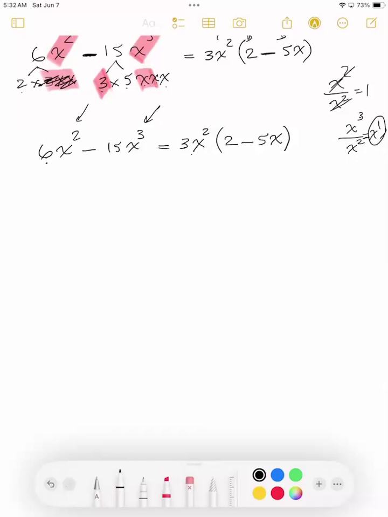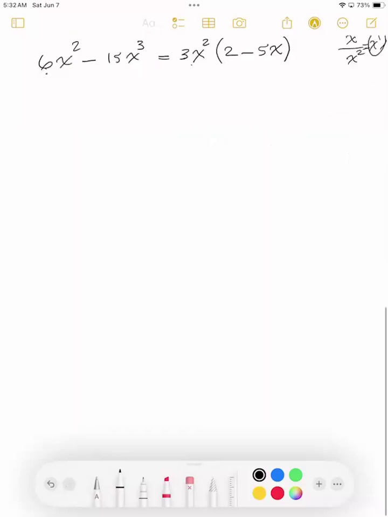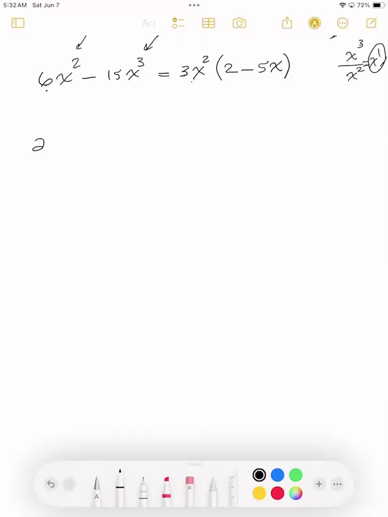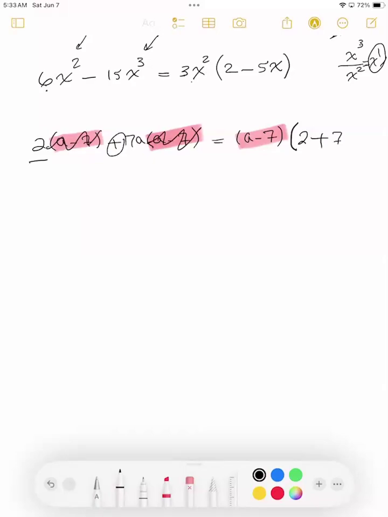The next problem, we have something that looks a little different. We have 2(a minus 7) plus 7a(a minus 7). So for this problem, as you see, both terms have the parentheses a minus 7 as a common factor. So I factor a minus 7 from both of them. That's my common factor. Open up a parentheses. And if I take this away, I'm left with a 2. If I take this away, put it outside, I'm left with a plus 7a.